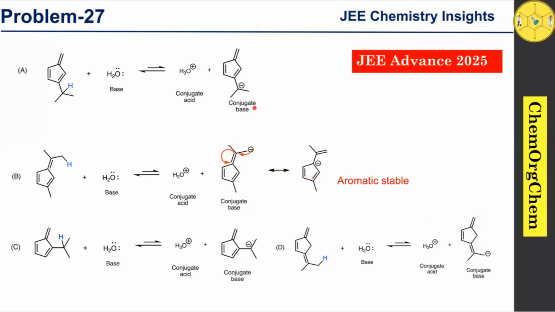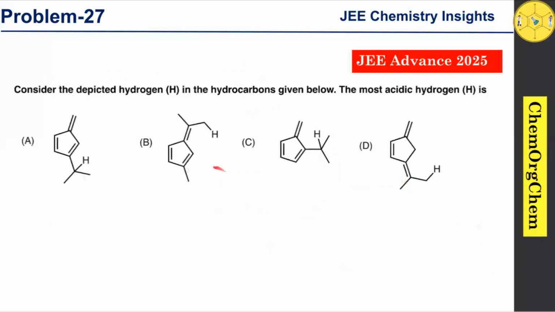As per our discussion, this particular conjugate base is highly stable when compared to the rest of the other options. So let's return to our question. As per our discussion, among the four answers, the correct option for this question is option B. That means the compound containing the most acidic hydrogen is option B.